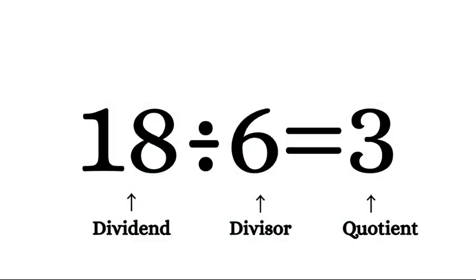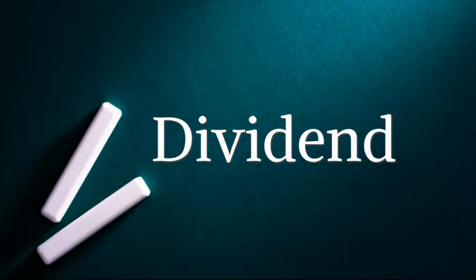In mathematics, a dividend is a number to be divided by another number. The word dividend comes to us from Anglo-Norman French, Latin before that, from a root word that means divide. Earliest documented use is in the late 1400s. Dividend.